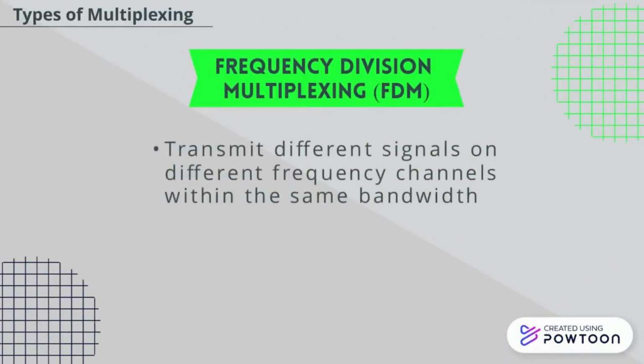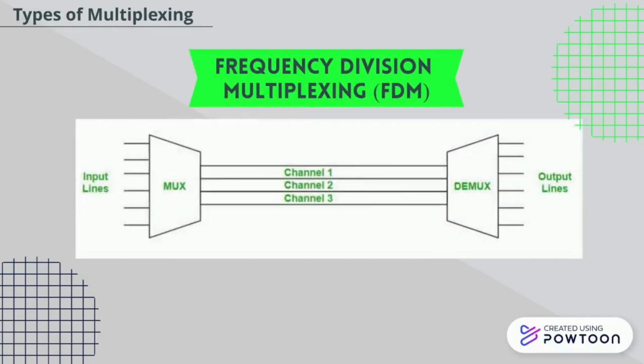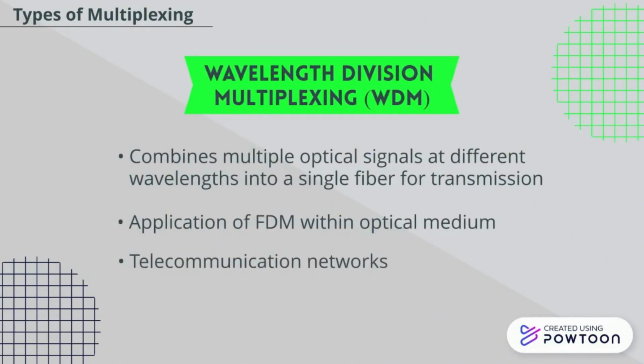The first one is frequency division multiplexing, which transmits different signals on different frequency channels within the same bandwidth. For example, traditional radio and TV broadcasting. The next one is wavelength division multiplexing, WDM. It combines multiple optical signals at different wavelengths into a single fiber for transmission. WDM is an application of FDM within an optical medium.